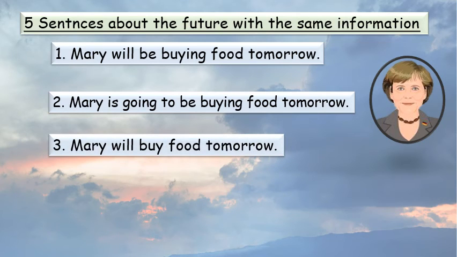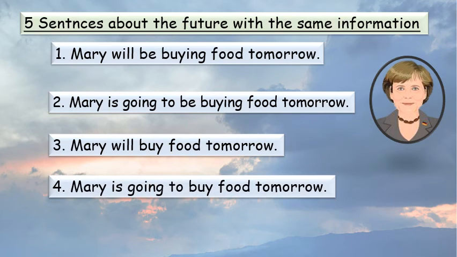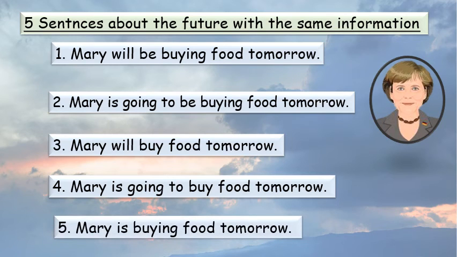Number 3, Mary will buy food tomorrow. Simple future with will. Number 4, Mary is going to buy food tomorrow. Simple future with going to. Number 5, Mary is buying food tomorrow. Present continuous with a future time word. Now, there's the answer. Ask me the question.